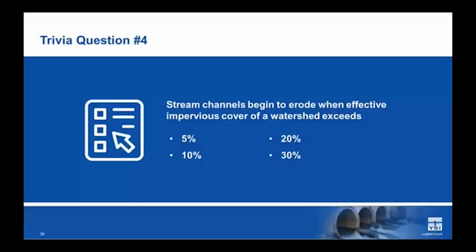So before we march towards the close of our webinar, we have one more trivia question for you. Stream channels begin to erode when effective impervious cover of a watershed exceeds what percent? So this is a little bit of a different variation on the earlier question we had. So that poll is open for you.